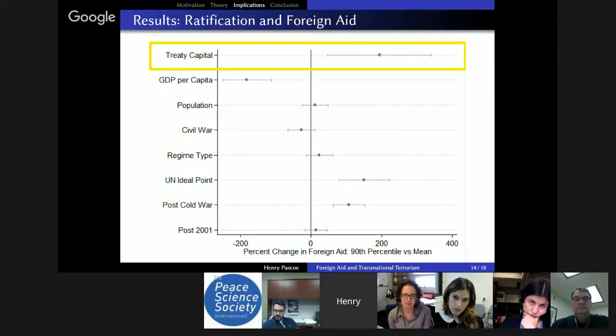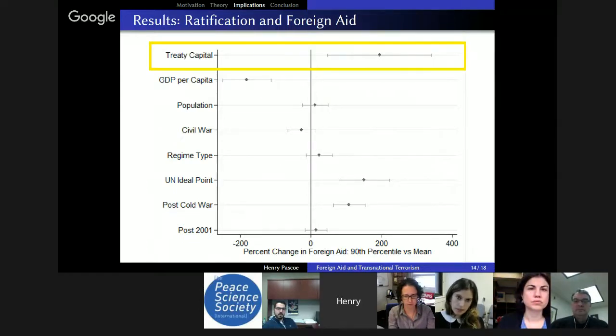And here are the results of that first test. So this is the marginal effect of moving from the mean amount of treaty capital, so being an average ratifier, to the 90th percentile, being an exceptional ratifier. And the point estimate here is a 200% increase in the amount of foreign aid received. Of course, that confidence interval is very wide, but it is a significant increase in the amount of foreign aid. And so this helps support hypothesis 1.